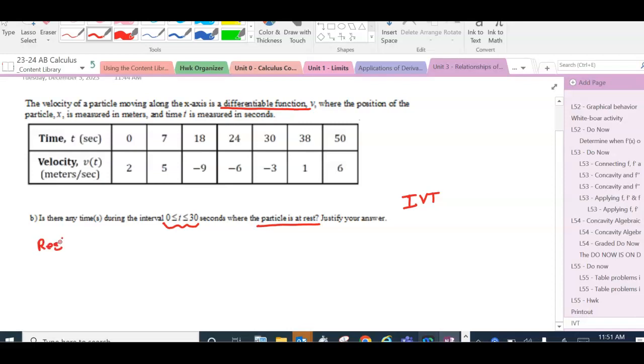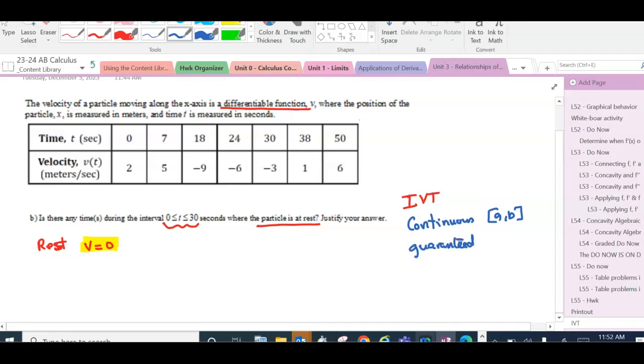Well, at rest, v equals 0. So we're looking, is there any time where the velocity is 0? Well, the intermediate value theorem says we must be continuous on an interval a to b. And if we are continuous, then it's guaranteed that there is a value f of c between f of a and f of b.